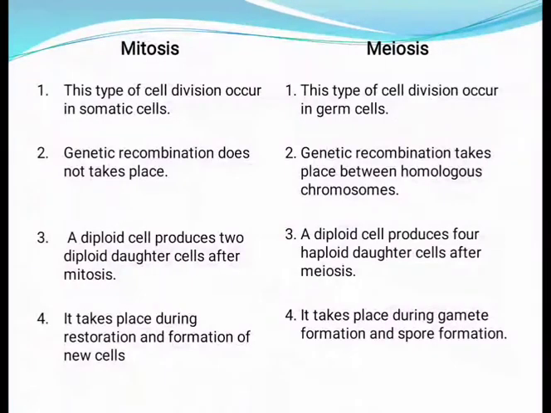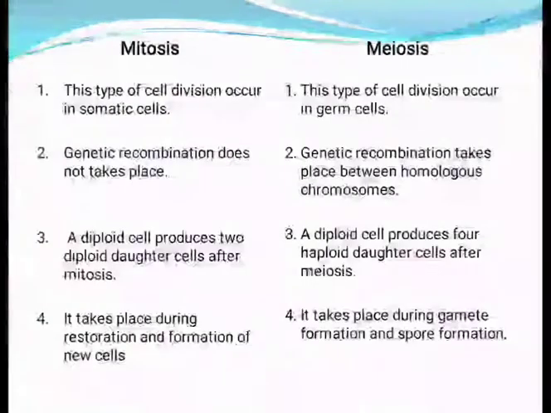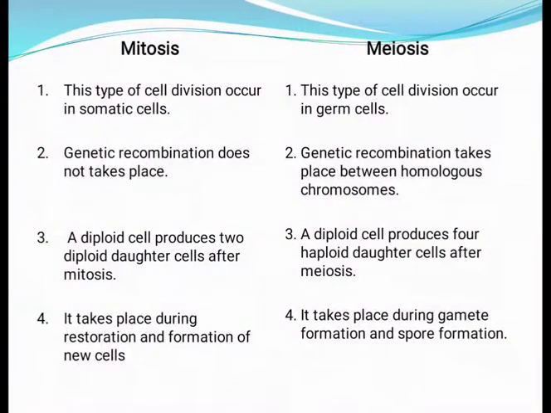Third point, a diploid cell produces two diploid daughter cells after mitosis. That means one diploid cell can give rise to two identical diploid cells. It means the daughter cells are exactly similar to their parent cells.